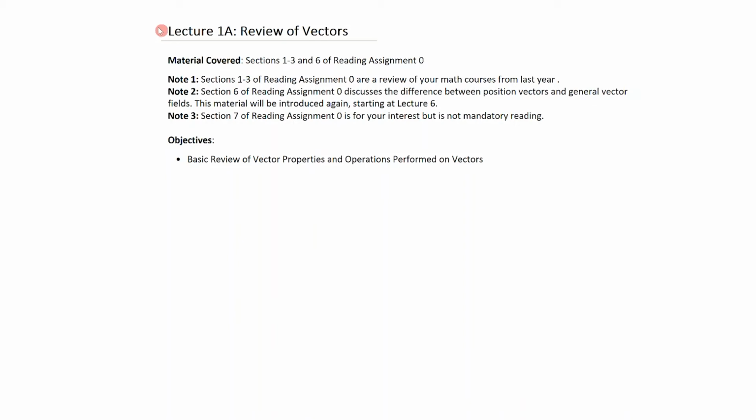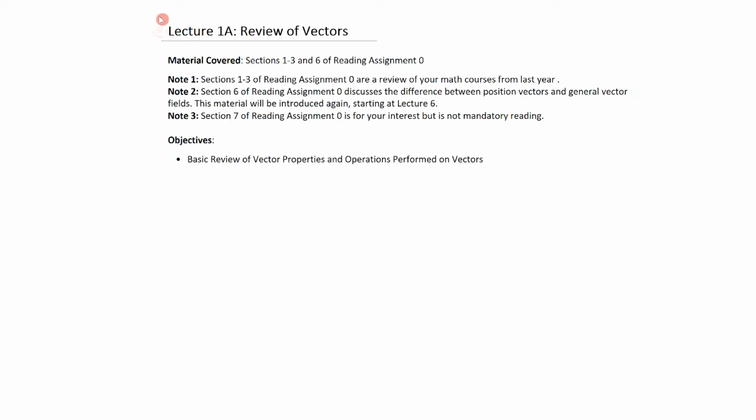I'll just go over that slide very quickly. It's for your reference only, and then we'll move on to slide 3. So for lecture 1A, we were dealing with a review of vectors, which is from last year. And this material you can find in sections 1 to 3 and 6 of Reading Assignment 0. Note 1, sections 1 to 3 of Reading Assignment 0 are a review of your math courses from last year. And note 2 is section 6 of Reading Assignment 0 discusses the difference between position vectors and general vector fields.